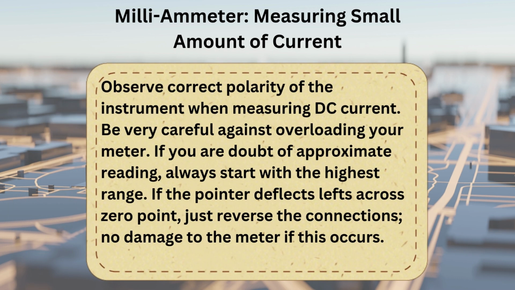Observe correct polarity of the instrument when measuring DC current. Be very careful against overloading your meter. If you are in doubt of the approximate reading, always start with the highest range. If the pointer deflects left across the 0 point, just reverse the connections. No damage to the meter occurs if this happens.